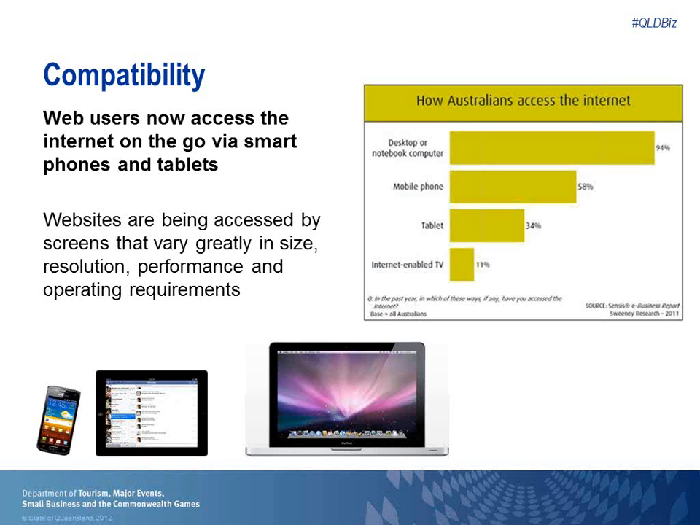With the 2012 Census e-Business report, 96% of Australians own a mobile phone. And now, looking at the graph on the screen, 58% of these Australian mobile phone owners access the internet using their mobile phones, and 34% of Australians are accessing the internet via tablets. So websites are now becoming accessed by screens that vary greatly in size, resolution and performance. Businesses need to ensure that their website has been optimized for use on all devices.